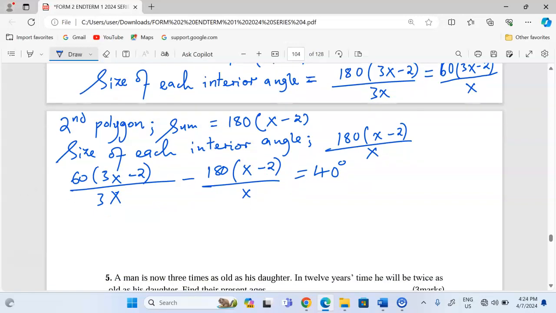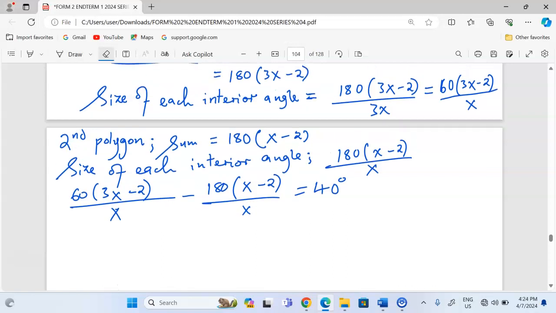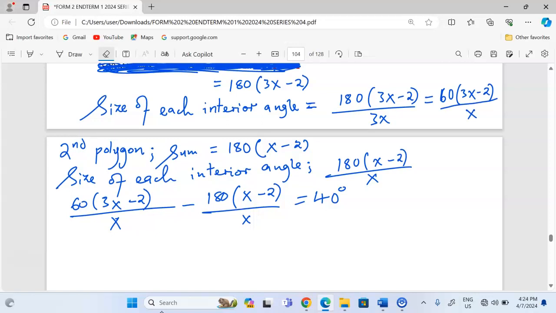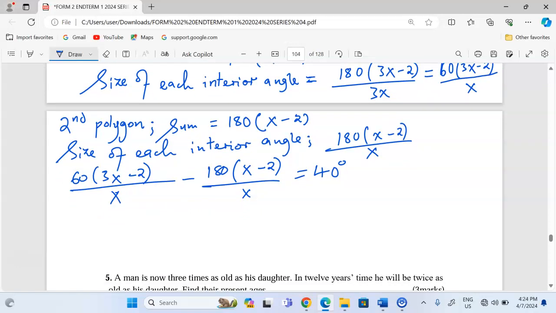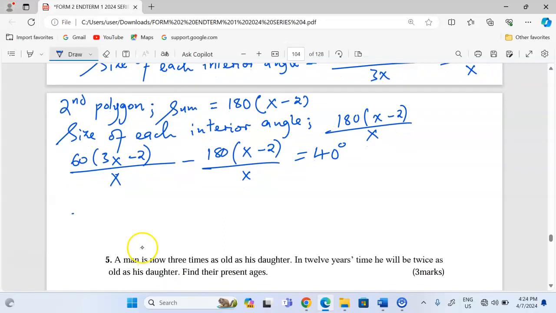So now we can proceed with the evaluation. Sorry, I think the 3 is already cancelled in this case. So we have 60 into 3x minus 2 divided by x, then minus 180 into x minus 2 over x. Yes, like that. So we can work with the LCM.